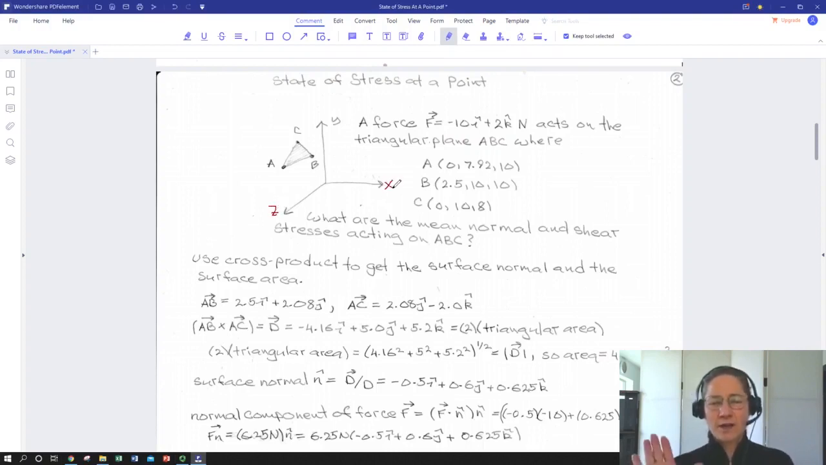x, right hand rule, x, y, z. Okay, if we have a force defined by -10i plus 2k newtons, and we want to know what the mean normal and shear stresses acting on this plane are, we can follow those same rules of first defining a surface normal, whatever our surface normal is.